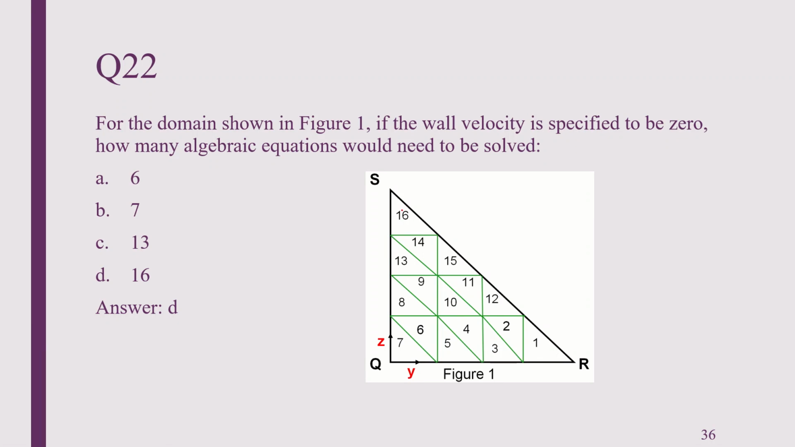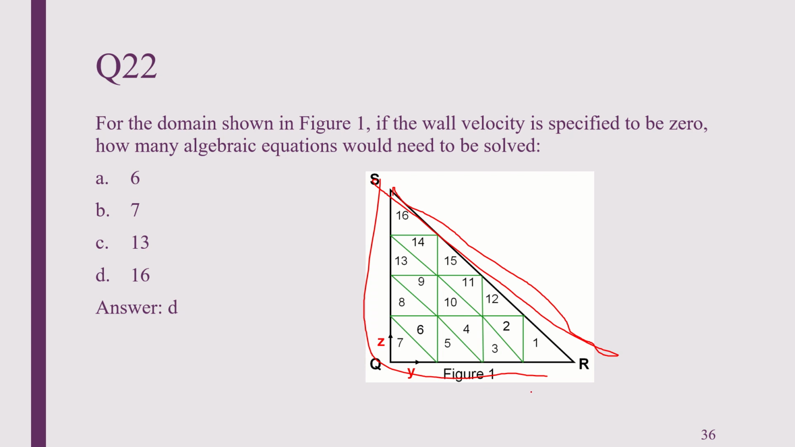So for the domain in figure 1, if the wall velocity is specified to be 0, so we are applying, on any of the walls, the velocity is 0. So velocity at this wall is 0, and this wall is 0. How many algebraic equations would need to be solved?